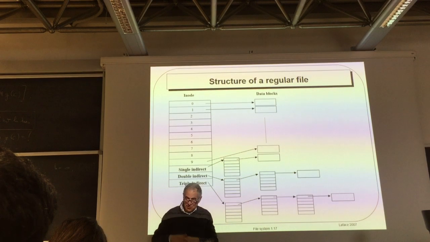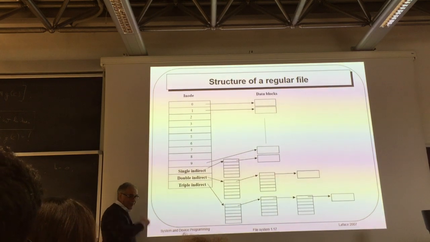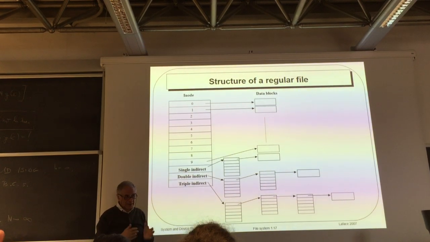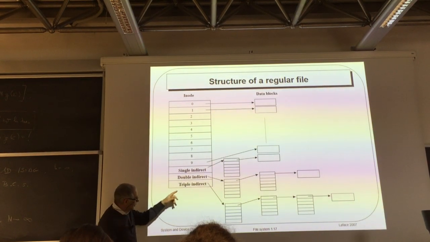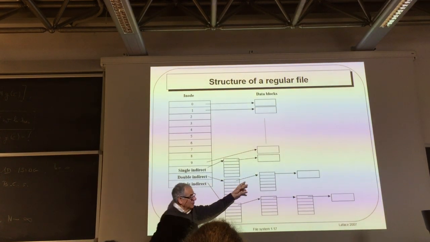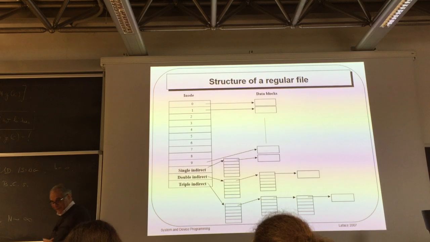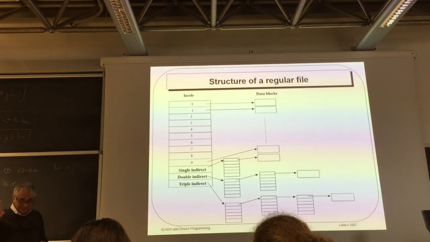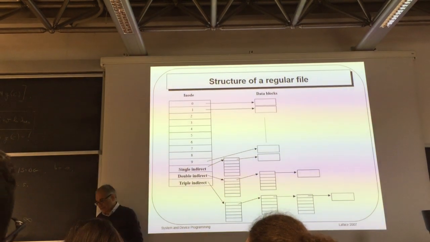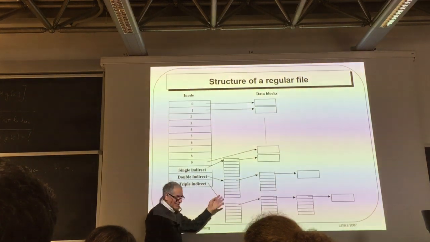If this is not enough, you use the 12th index here that the kernel knows is a double indirect index. So it points to an index block that doesn't point to data blocks but to another index block. So you have 256 squared data blocks. Finally, if your file is gigabytes, you may have a triple indirect.